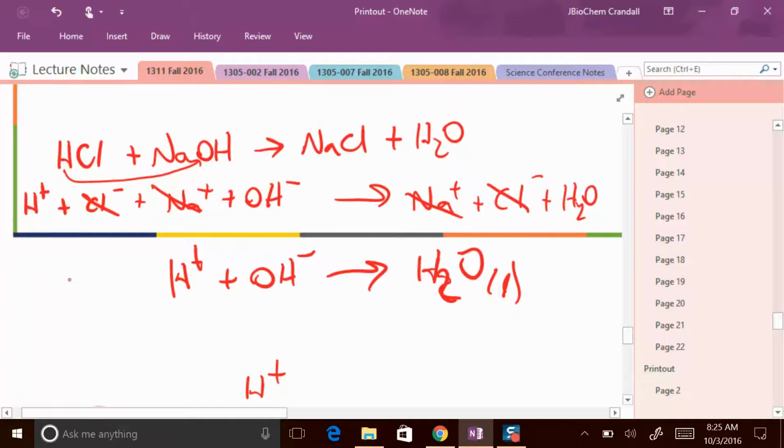So this is acid-base. Transfer of protons. This proton gets transferred to this. This is an acid because it donates the proton. This is a base because it accepts the proton, and you form water.